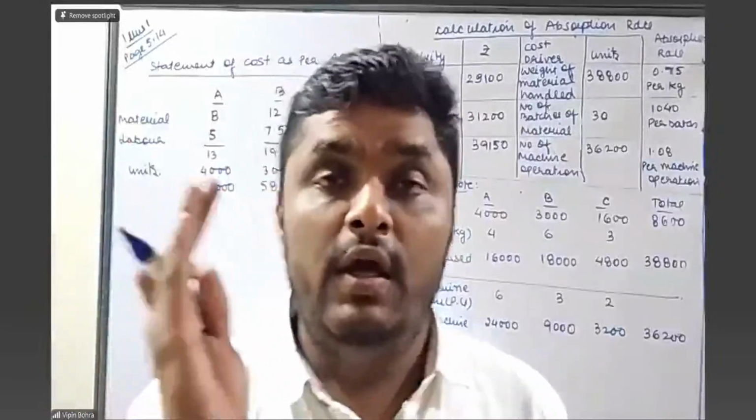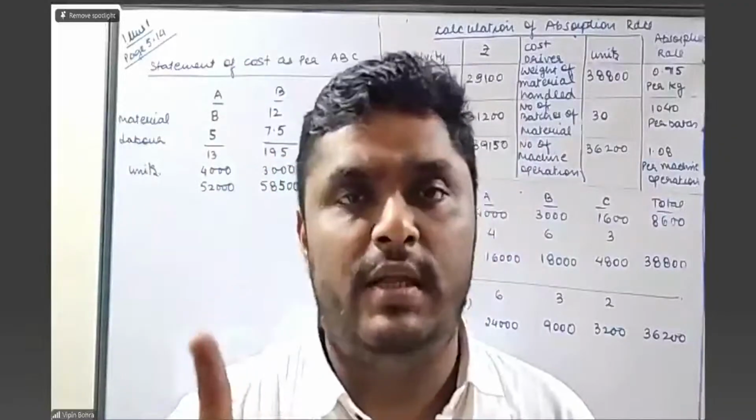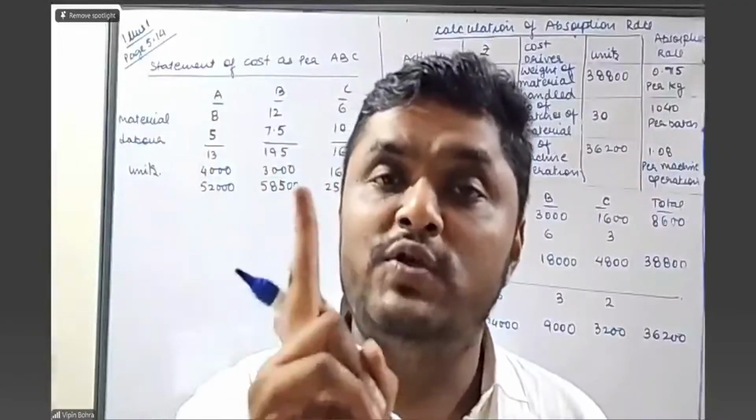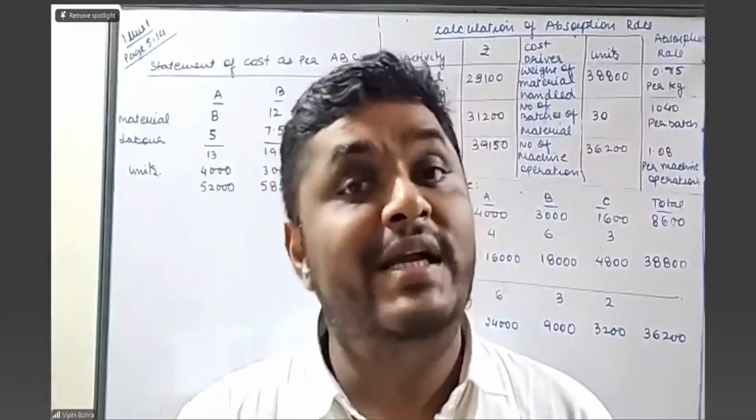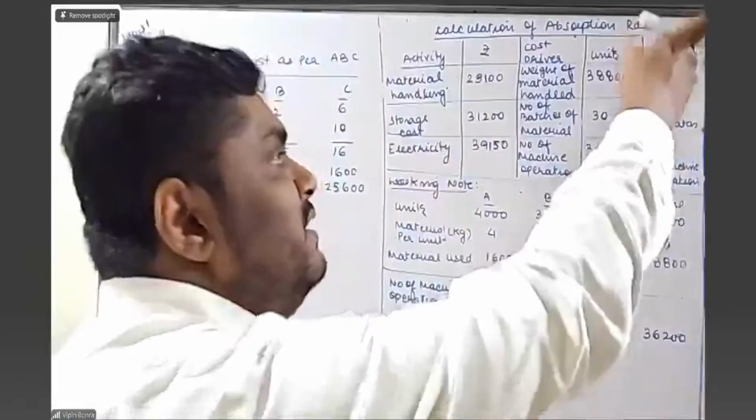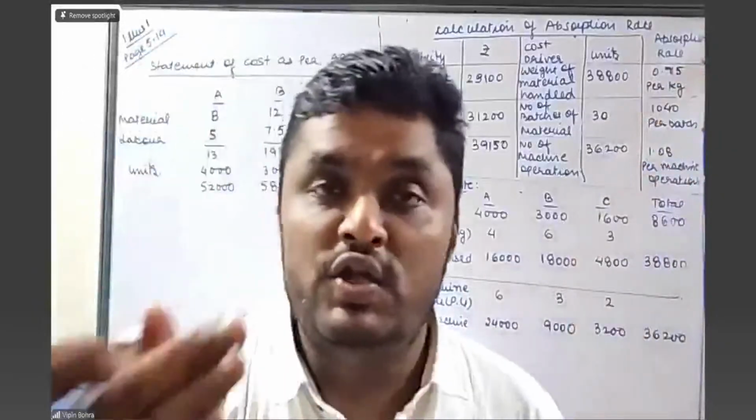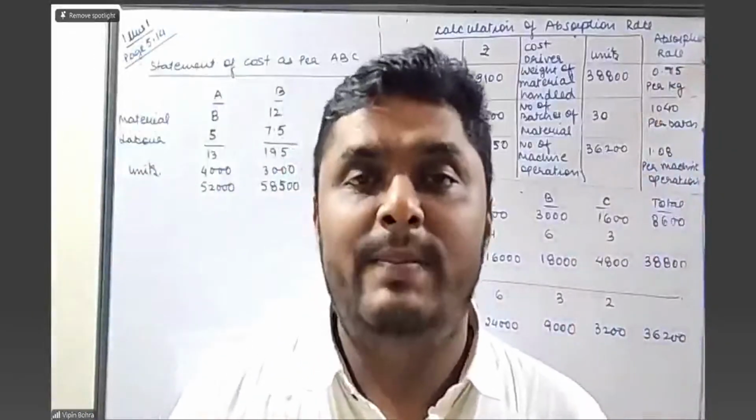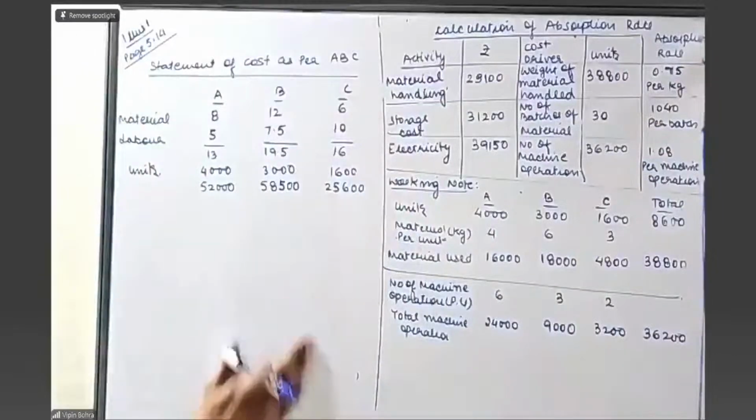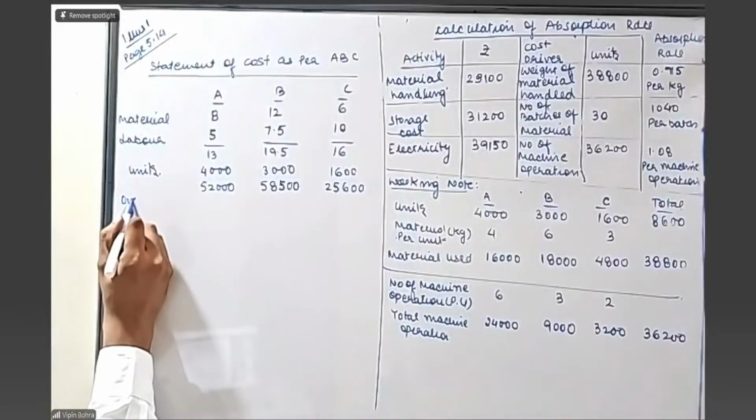Now overheads. Now very important guys, in overheads, earlier we had only one rate of absorption. In the first part, there was only one rate of absorption, that is 17 rupees per labor hour. But now we have three absorption rates, 0.75, 1,040, and 1.08. So overheads will be divided in three parts. That's the major difference between traditional costing and activity-based costing. So let's start with overheads now.